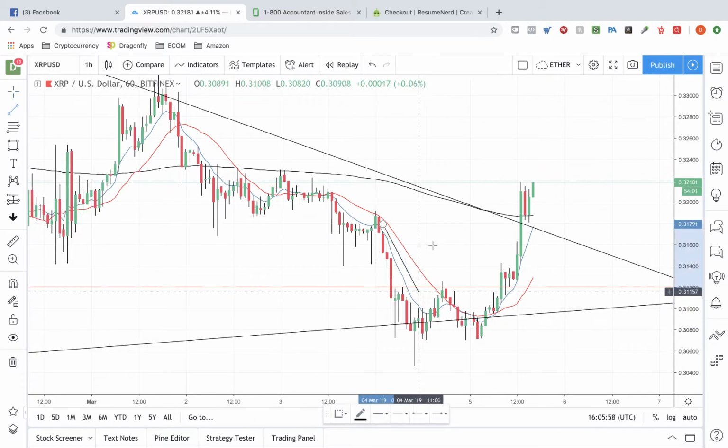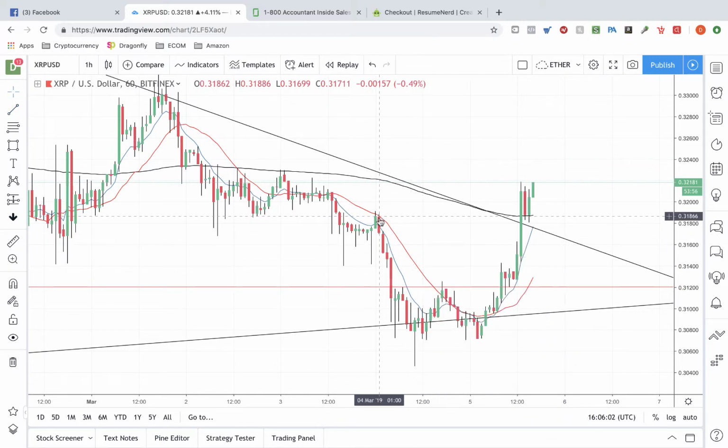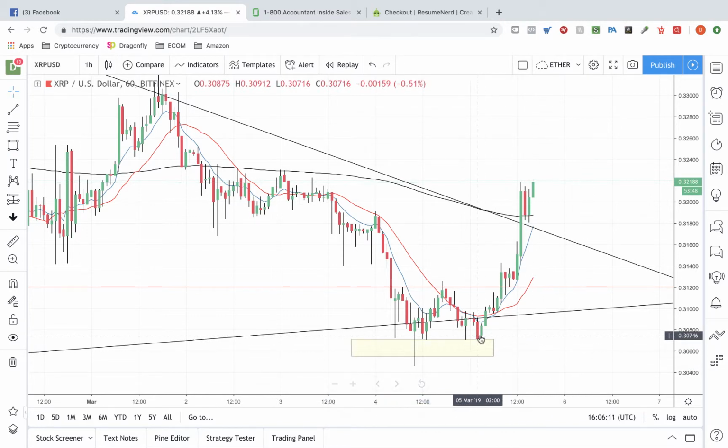The W formation heading down, back up to the neckline, down, form the double bottom here. Okay, back up to the neckline, a breach of the neckline here with this candle, and the retest. This was the safe entry.